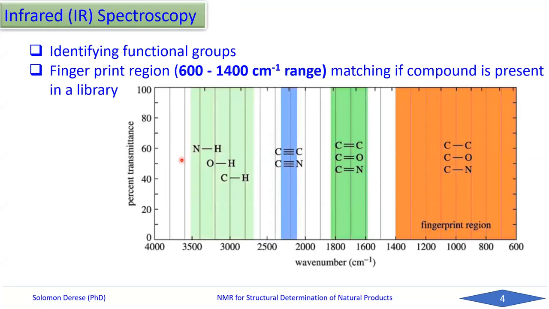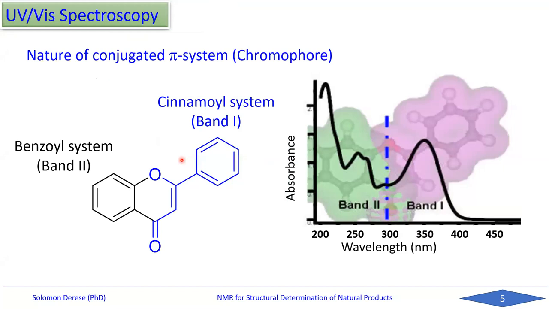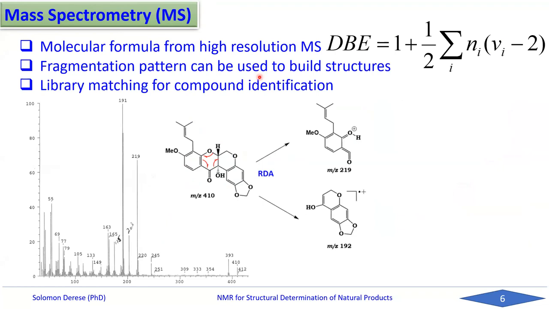We have UV, which can give us information about the different types of chromophores available in the molecule, and this we can also use in structure elucidation. Of course, MS can give us information about the molecular formula, and from the fragmentation pattern, it can also give us information about the structure of the molecule.